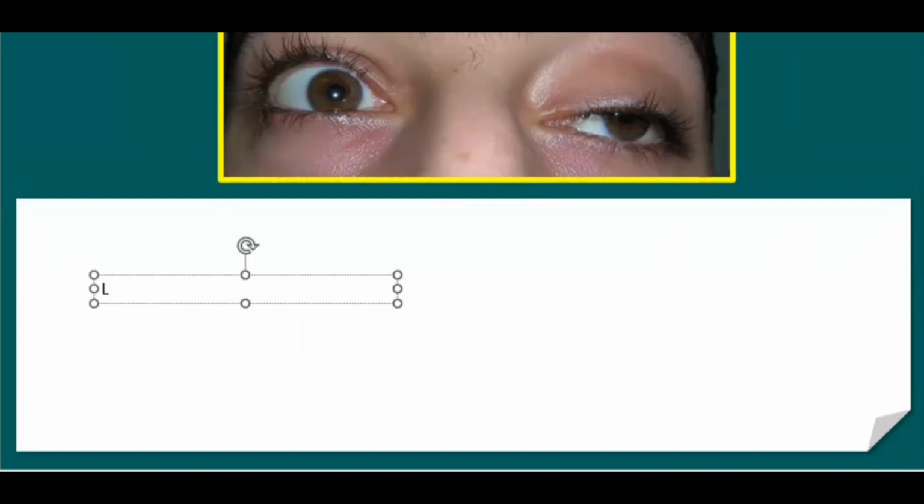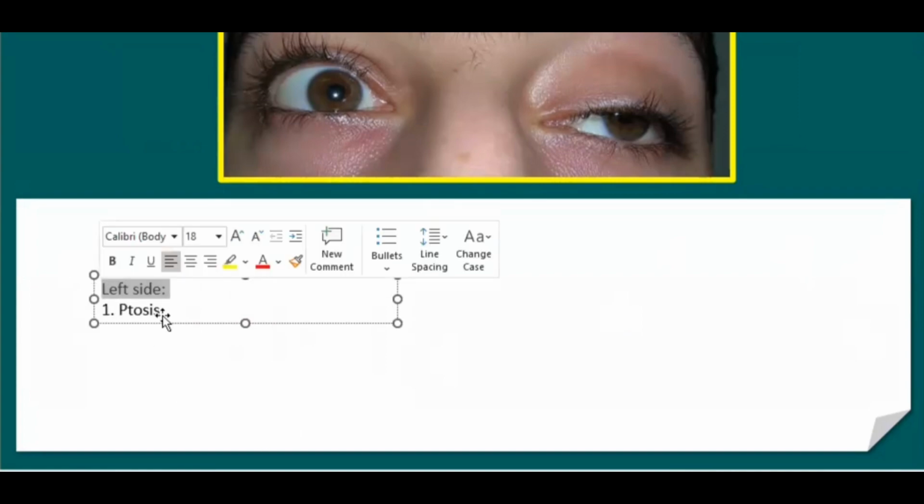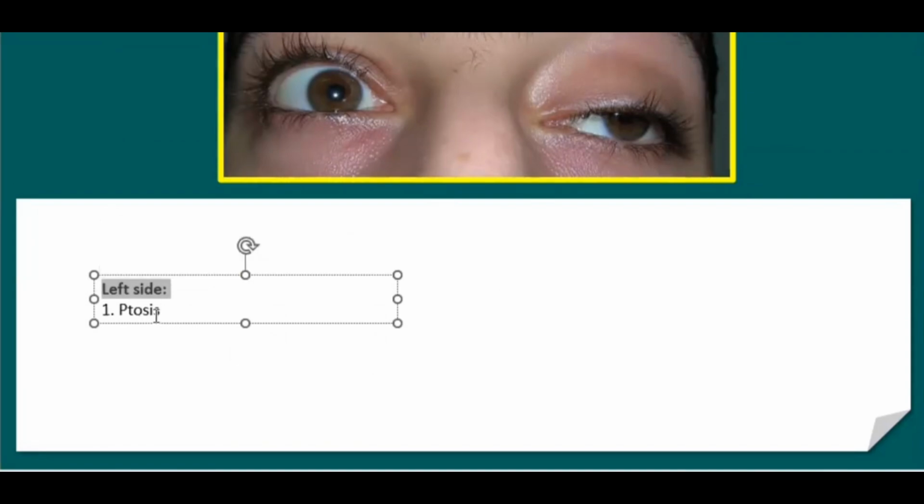So let's say left side. Now we are talking about the left side. Number one, we have ptosis. There is exotropia of 15 degrees, and a little hypertropia is also there. But sorry, the patient is actually not looking at the camera, but generally speaking, we have exotropia. So leave the vertical for a little bit.